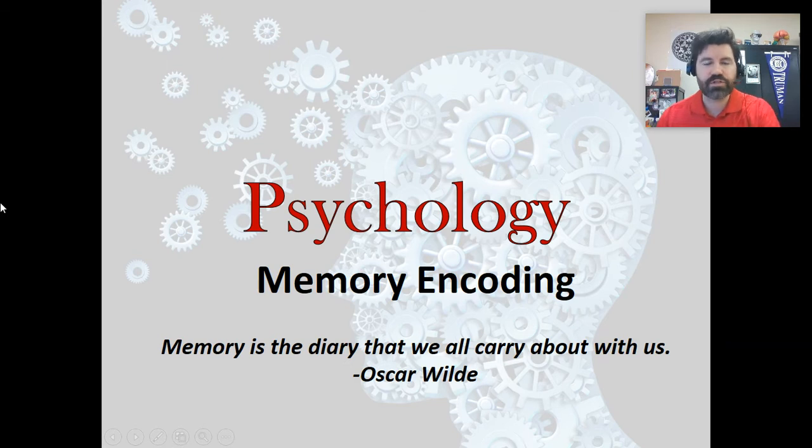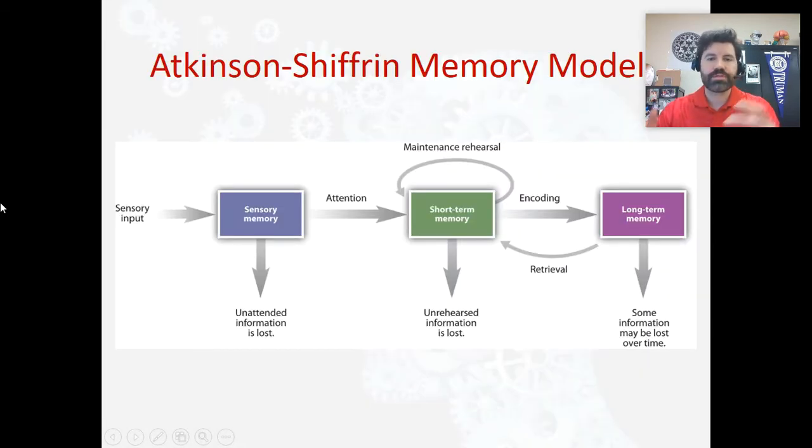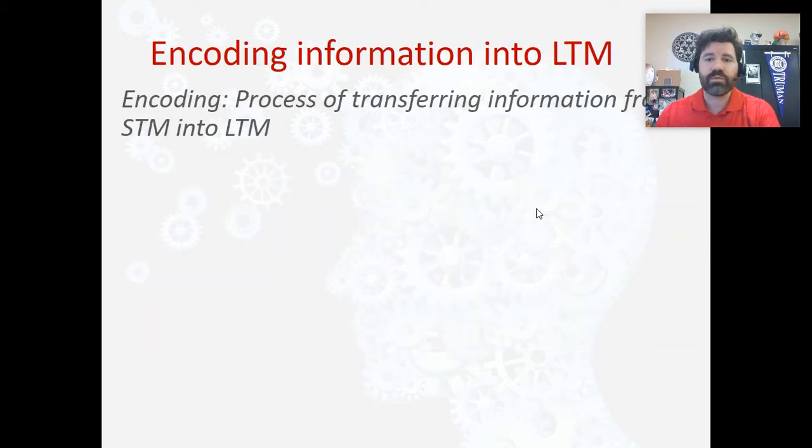And so the last lecture that you likely watched was about our memory models. And this should look familiar to you at this point. We have our three memory systems. And you may recall that I said when we take information from our short-term memory, that middle memory system, and we put it into our long-term memory, that arrow is called encoding. So that's what we're going to focus on today, encoding information into our long-term memory.